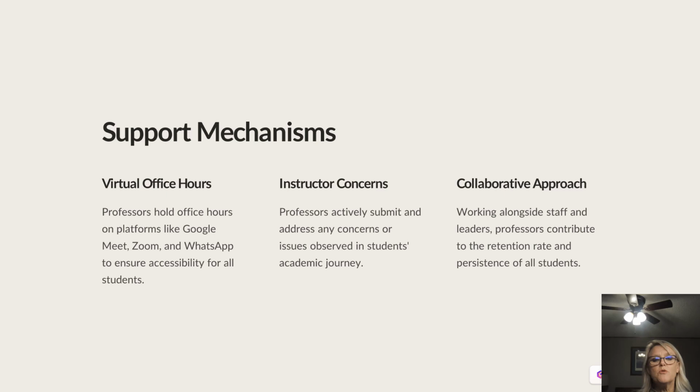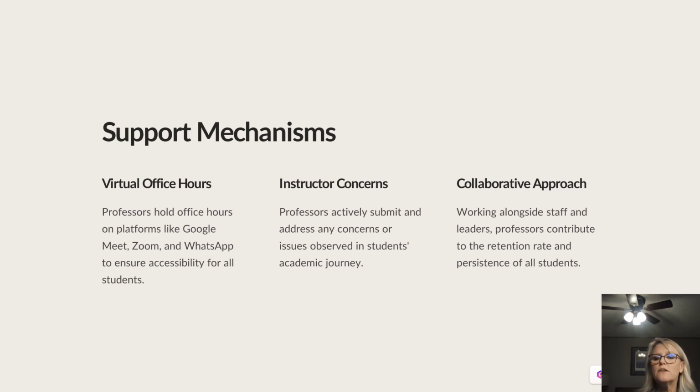Instructor concerns. Professors actively submit and address any concerns or issues observed in students' academic journeys. We have to be careful not to disclose information that would not adhere to FERPA requirements, but it's important that we file instructor concerns so that the student feels the support from multiple entities within the university. So an instructor concern will be received by the student's advisor. That advisor can take a look at that, reach out to the student and see if there's a way to connect them with more facilitators that can help them through the process.